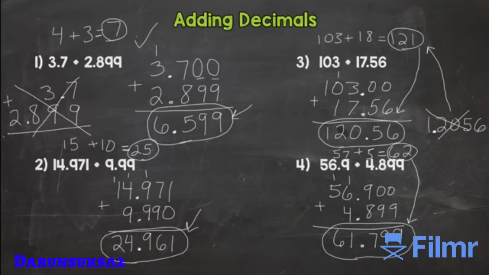So that's adding decimals. Line up that decimal, use placeholder zeros if necessary, bring that decimal straight down in your answer, and you got it.